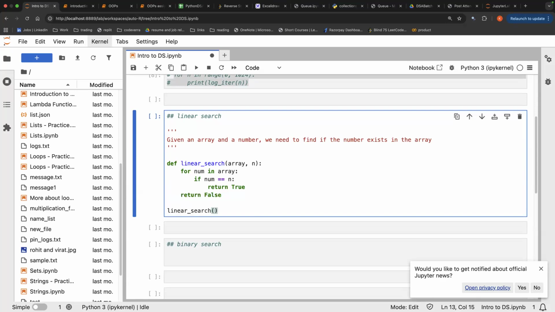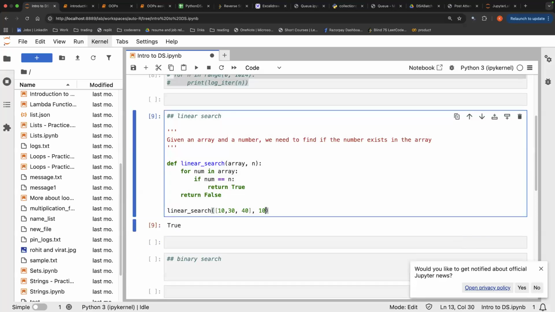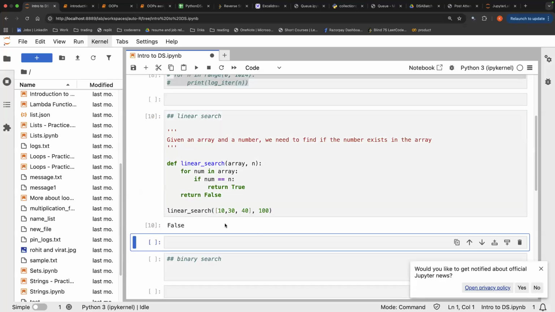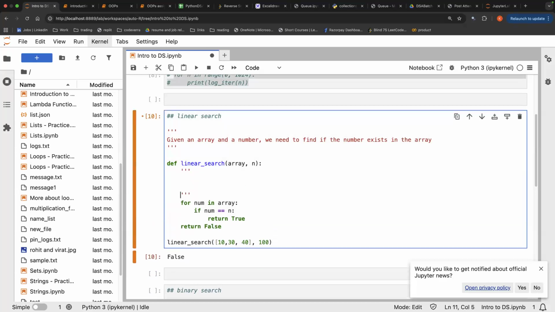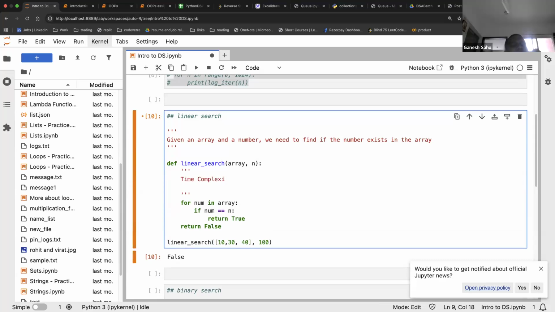If we are having linear search, then if we are taking an array of 10, 30, 40, and I'm asking you to search 10 here, we are getting true. If I'm asking you to search 100 here, it is giving me false. So have we implemented linear search? What is the complexity for this? O of n. Complexity is O of n.